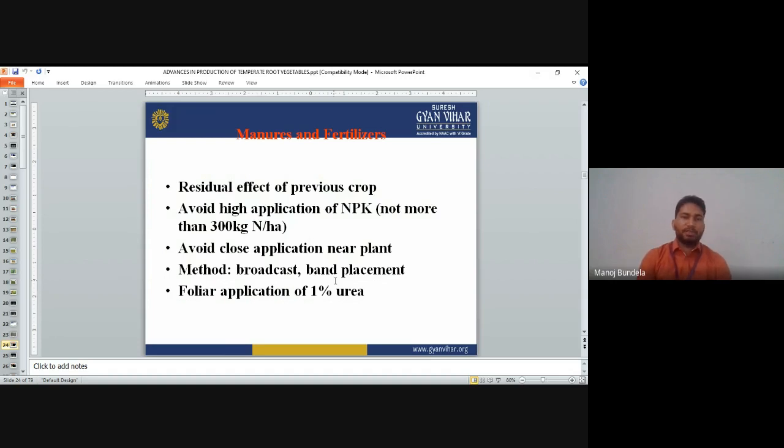Manure and fertilizer. Consider the residual effect of the previous crop. To avoid high application of NPK, apply not more than 300 kg nitrogen per hectare. We will not apply a large amount of NPK, and we avoid close application near the plant. The method of applying can be broadcasting or band placement. We can also apply a foliar spray of 1% urea.